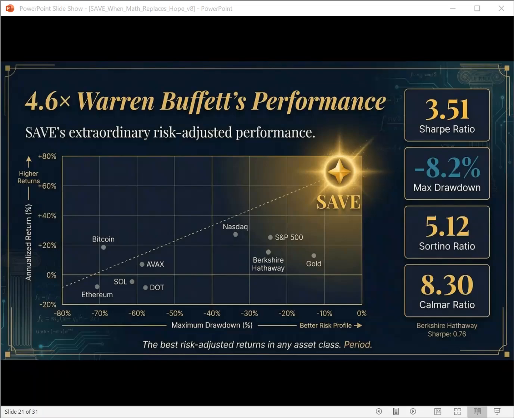The Sortino ratio measures the return per unit of downside risk specifically, and SAVE's Sortino ratio is 5.12. The Calmar ratio measures the return relative to maximum drawdown, and SAVE's Calmar ratio is 8.3. On every single risk-adjusted metric, SAVE outperforms, not by a small margin, by multiples. This is not because SAVE is better than Buffett. It is because SAVE operates on a fundamentally different mechanism. Buffett's returns come from stock picking skill in competitive markets, and SAVE's returns come from a mathematical identity, supply compression against a fixed treasury. One requires genius, the other requires basic arithmetic.